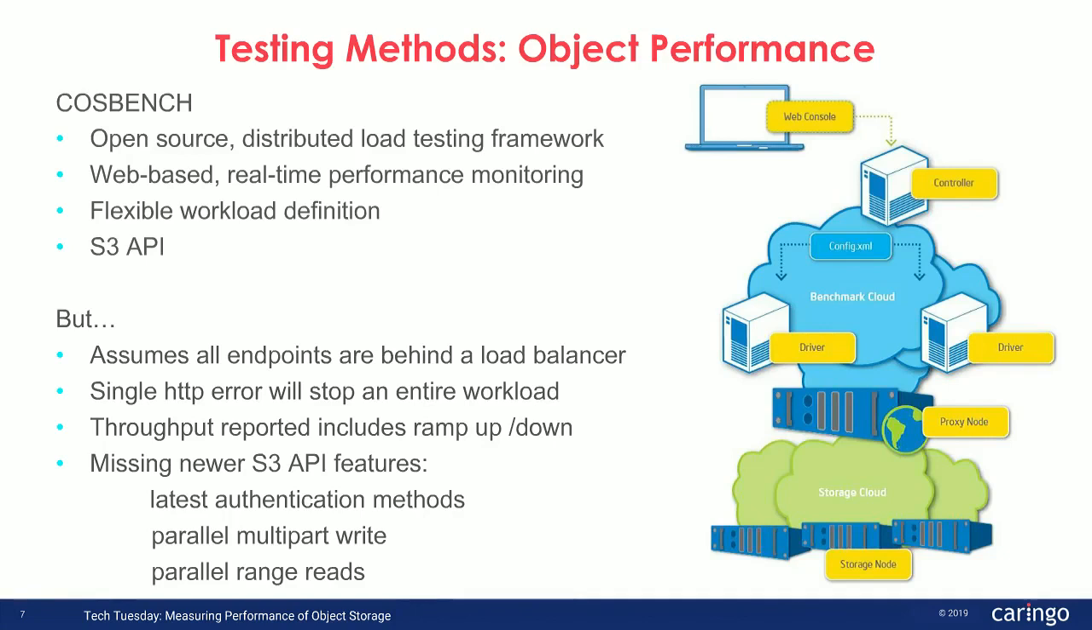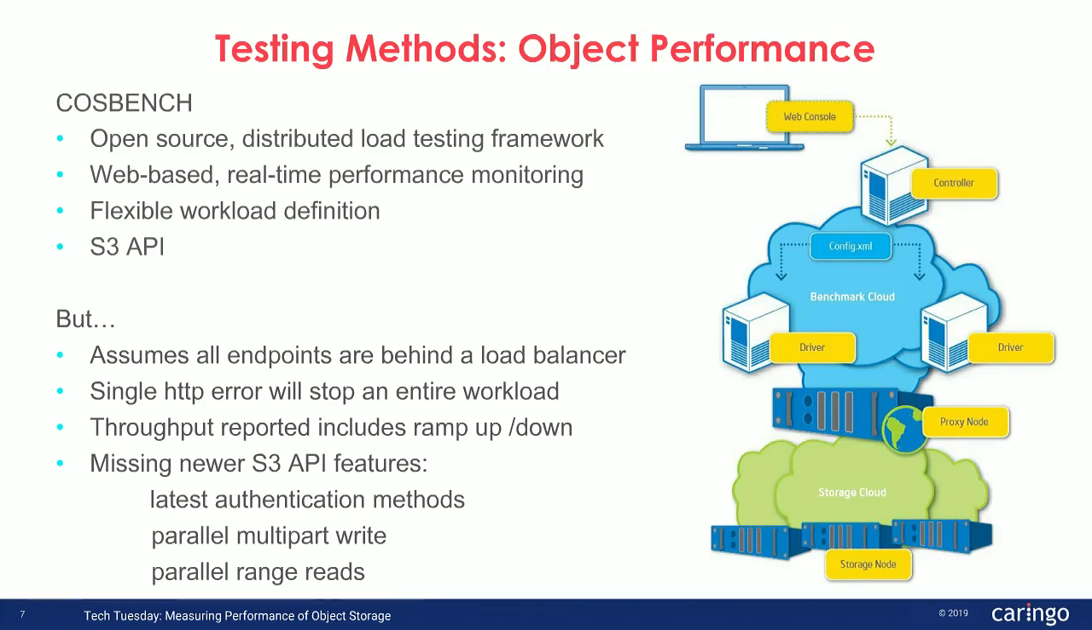CosBench itself is an open source distributed load testing framework, and in this case, we used it to drive the S3 storage API. Now, it is very important to know the limitations of your testing tools. For example, in this case, CosBench had no error recovery code implemented, so a single HTTP error of type 400 to 500 would stop the entire test workload.